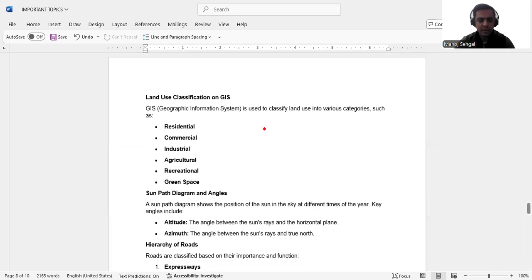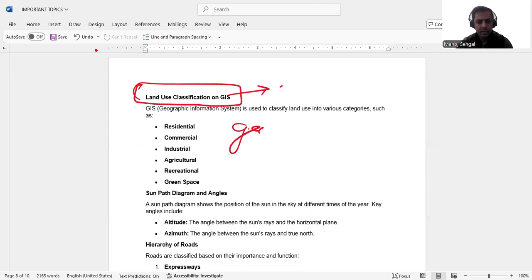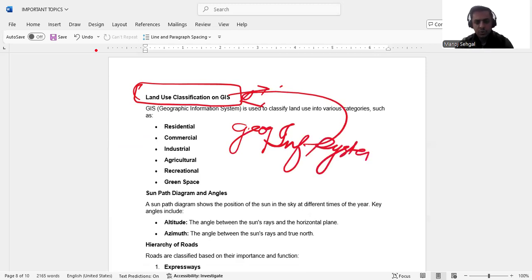Moving on from the perspective of urban and regional planning, there is this case of land use classification on GIS, or Geographic Information System, which is the full form of GIS. This is one of the most efficient software used in the overall calculation, or determination, of land use, particularly, and land cover.